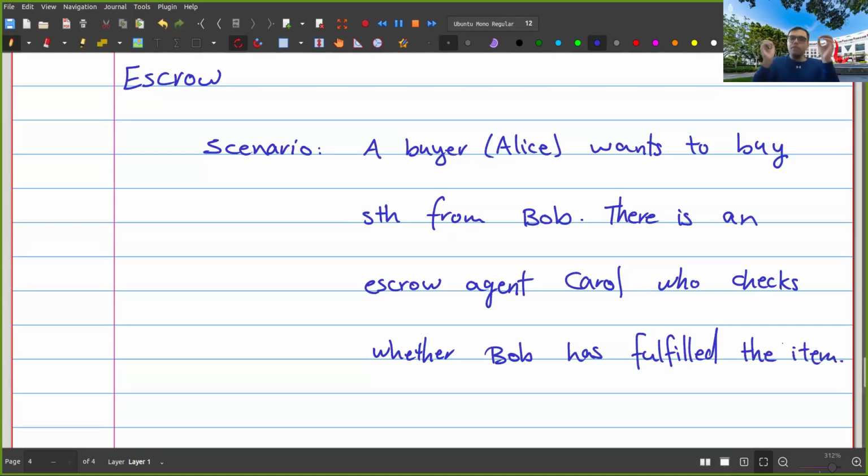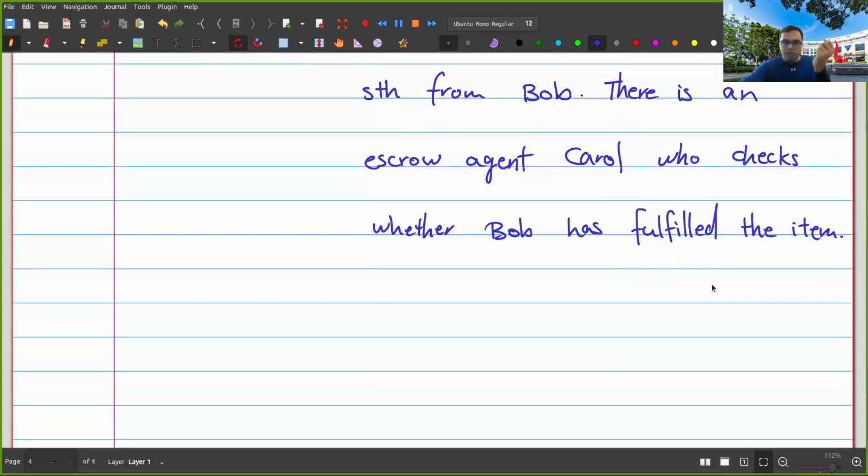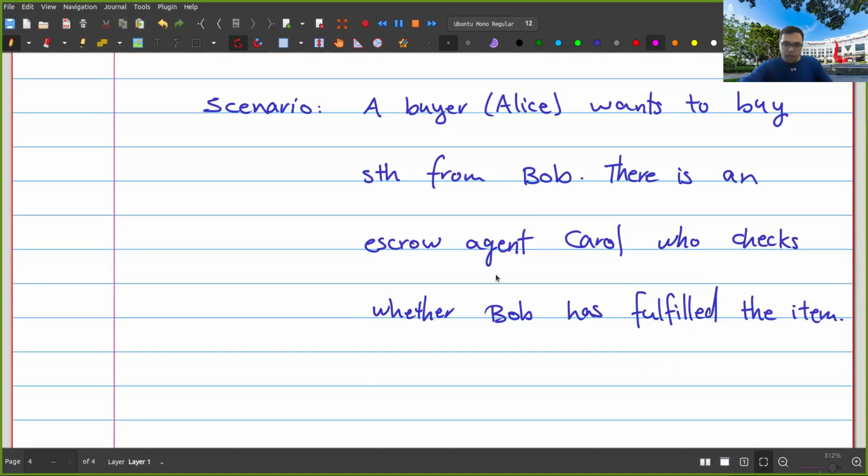Now, again, in the real world, the way it works is that Alice pays Carol. So we're trusting Carol. And Carol is going to keep the money. And when everything is over, Carol is going to pay Bob. But of course, if Bob doesn't fulfill the item, then Carol would not pay Bob. But now, as you can imagine, the challenge that we have here is that we don't want to trust Carol. We do not trust each other.